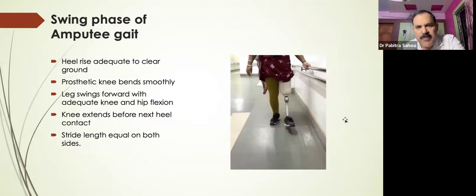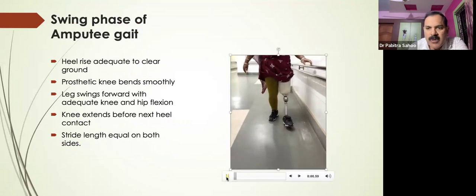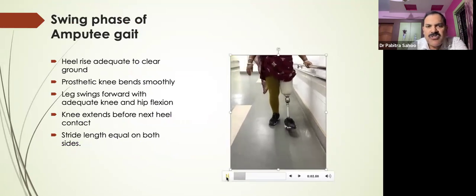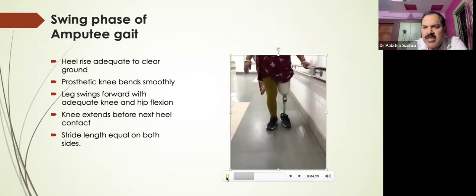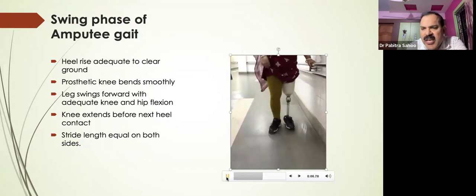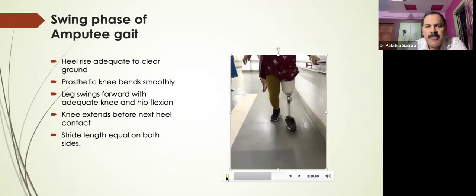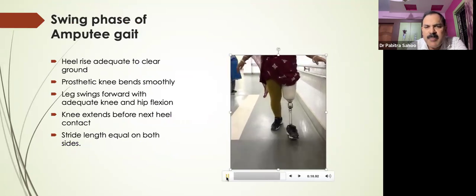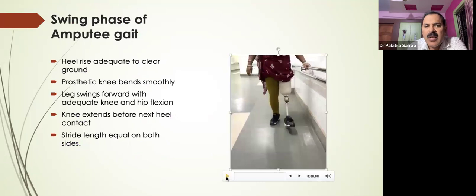Next is the swing phase of the amputee gait. What are the things we should look for? Is the heel rise adequate to clear the ground, or is the patient dragging the foot on the surface? Does the prosthetic knee bend smoothly during walking? Does the leg swing forwards with adequate knee and hip flexion? Does the knee extend before the next heel contact? Stride length should be equal on both sides.